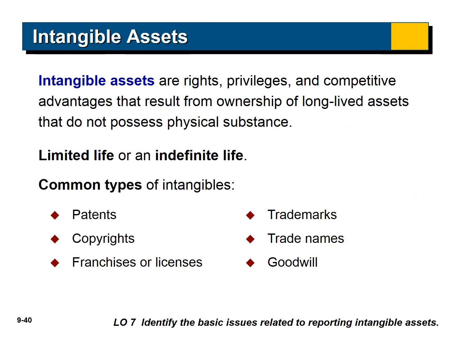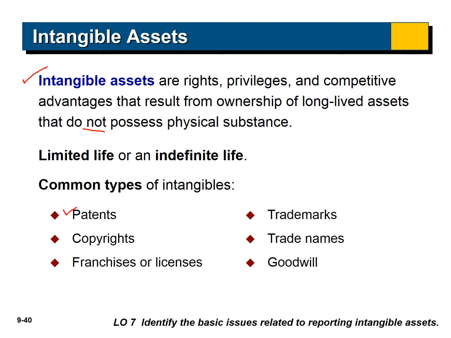The second category we talk about in this chapter are intangible assets. As the name implies, they're not tangible. There's no physical substance. What are they? They're rights, privileges, and competitive advantages that result from ownership of long-lived assets that do not possess physical substance. They may have a limited life or an indefinite life. Common types that you'll see: patents, copyrights, franchises, trademarks, trade names, goodwill.